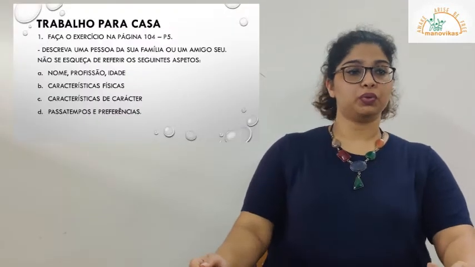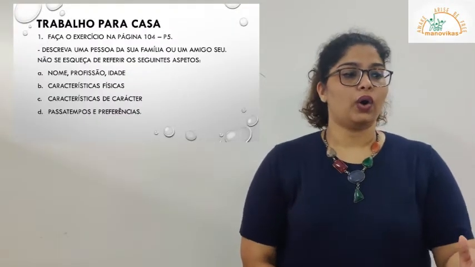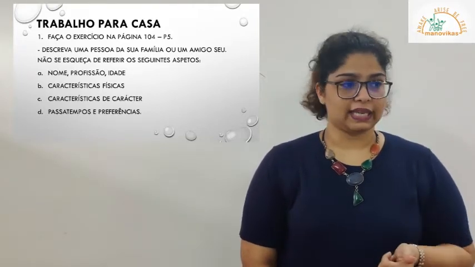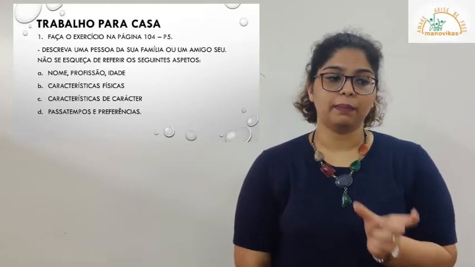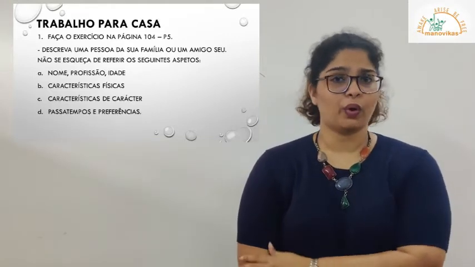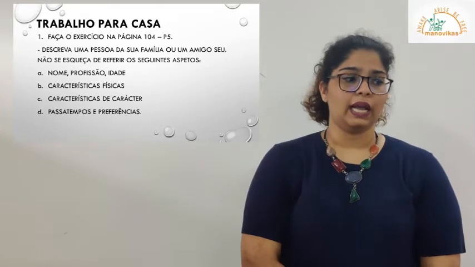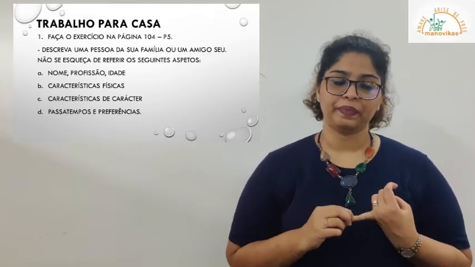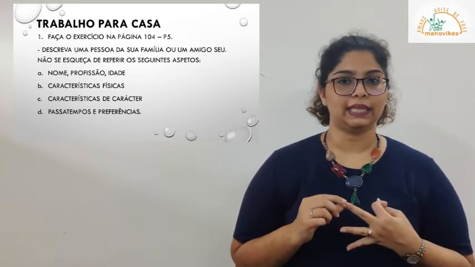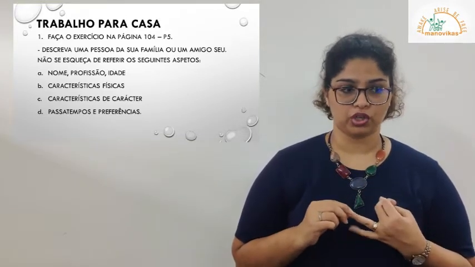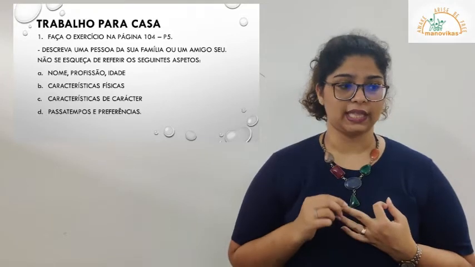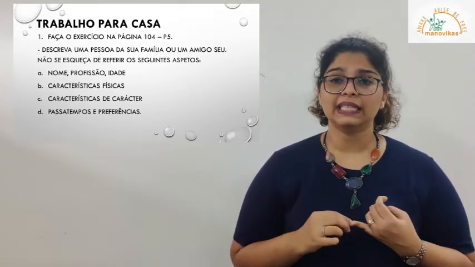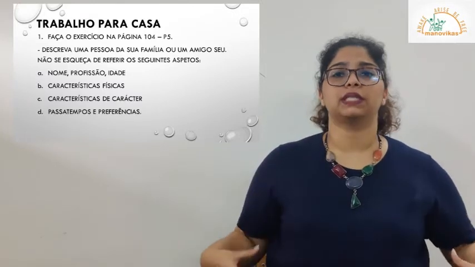Now, I've given you some homework besides this. On page 104, question number 5, you have an exercise to do where you have to describe a member of your family, or you can choose a friend of yours. And don't forget to refer to the following aspects. 1. Nome, profissão e idade. That is their name, profession and age. Idade is another word for age. Okay. Características físicas. Describe the person physically.